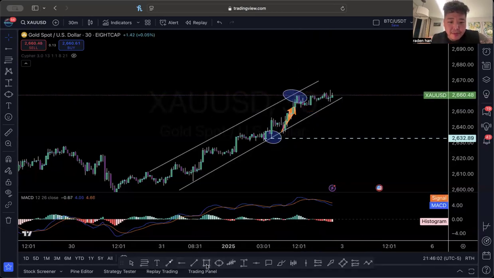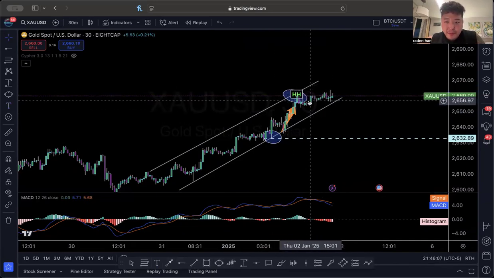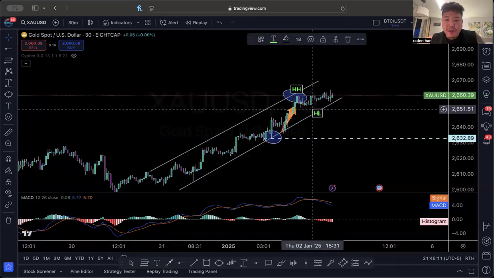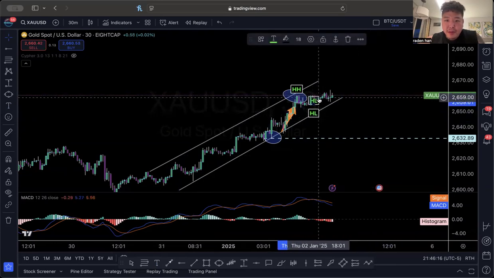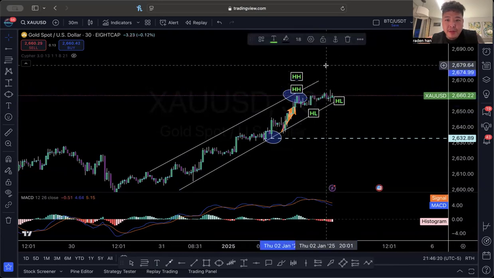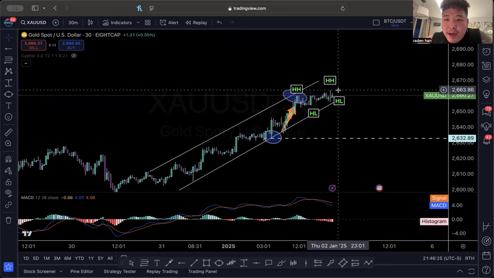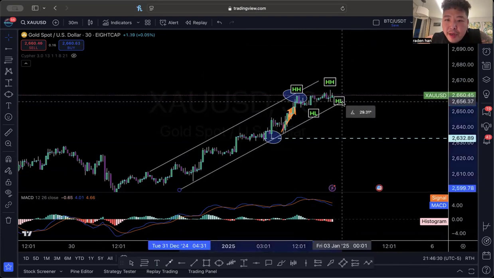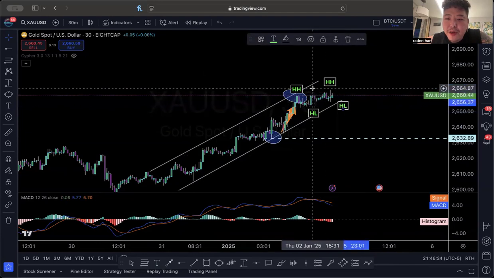Here, I'll mark it up for you so that it's easier to see. Okay, so we see a higher high here, a higher low, and then we see another higher low, and then a higher high, right? It's just consistently forming higher high, higher low, higher high, higher low. So let's just be honest here. What do you think is going to happen next? Based on the current pattern, this is pretty obvious, right?